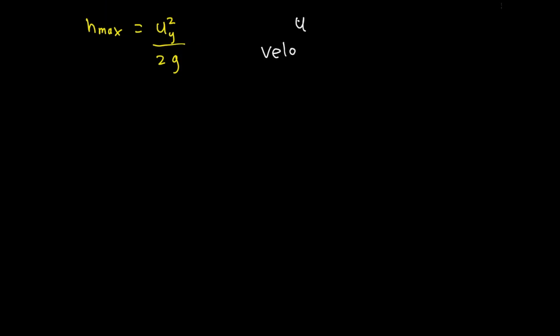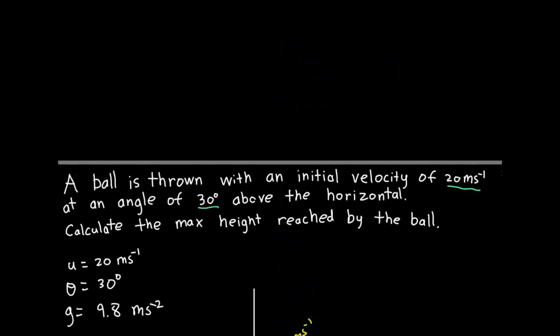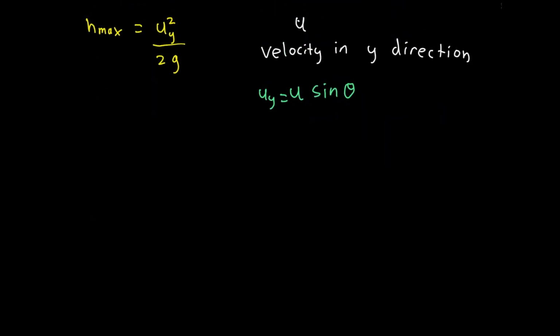So velocity in y direction, this is simply equal to the initial velocity u times sine theta, so uy is equal to u sine theta, and we know that theta is 30 degrees, so we just sub in that value. Therefore we have h max is equal to u squared sine squared theta over 2 by g, which is 9.8.